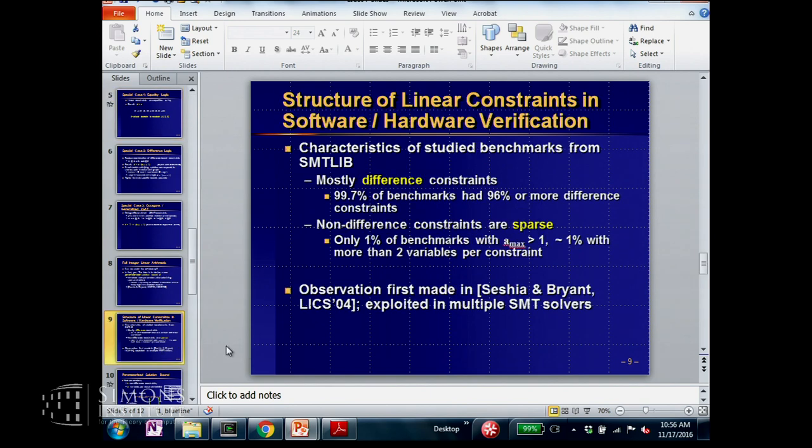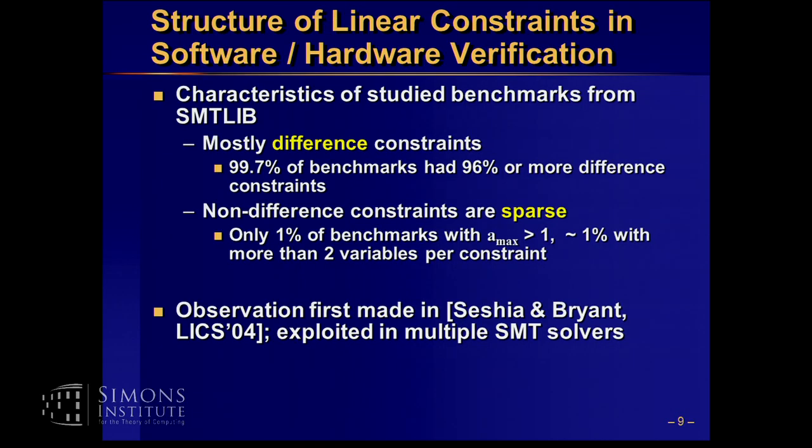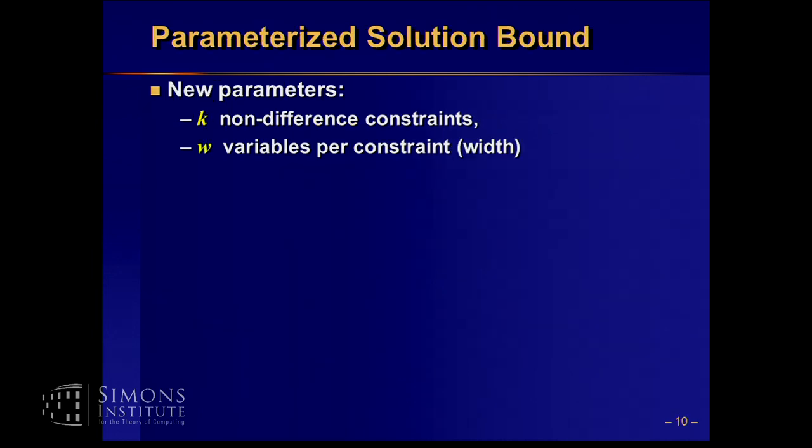and I'll show a summary table. But I think this is perhaps the most interesting slide. So we did a pretty exhaustive study. This is of course almost 10 years old now, of what kinds of linear constraints show up in verification. And we found two characteristics. One is that they are mostly difference-bound constraints. So they are constraints of the form xi minus xj greater than or equal to a constant.